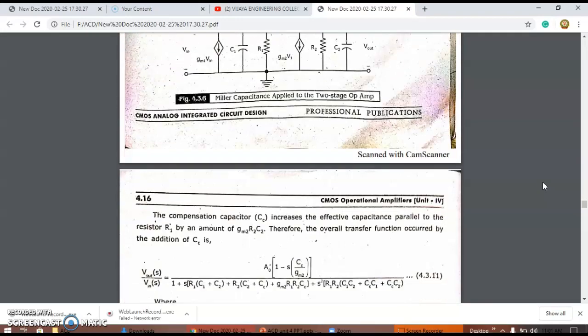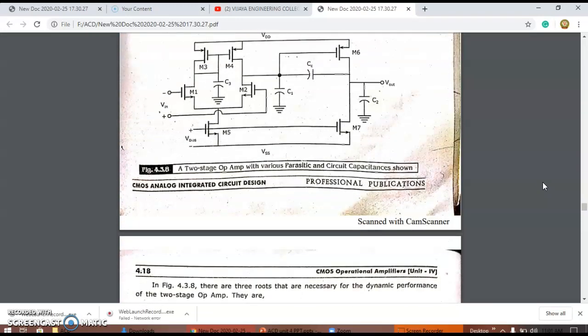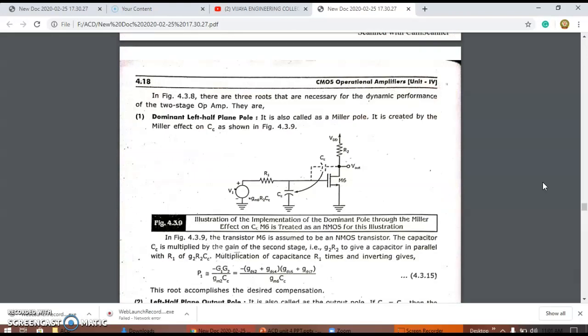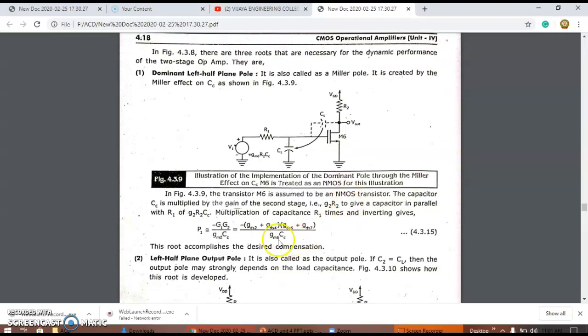So you can see here by using this compensation, we'll be taking the dominant left half plane pole. In this dominant left half plane pole, it is called a Miller pole. It is created by CC. This is connected here, and you can take this equation.